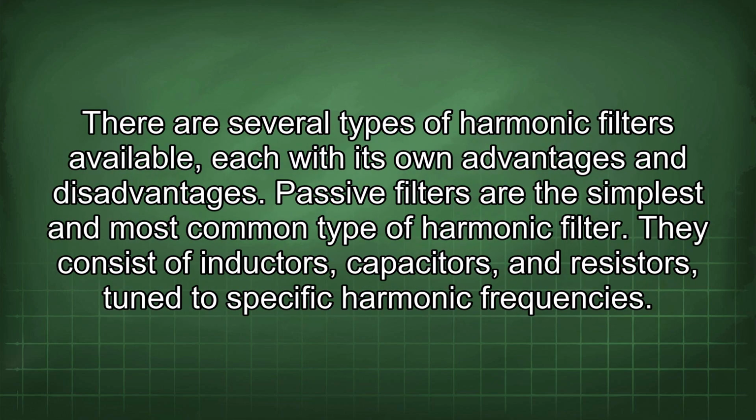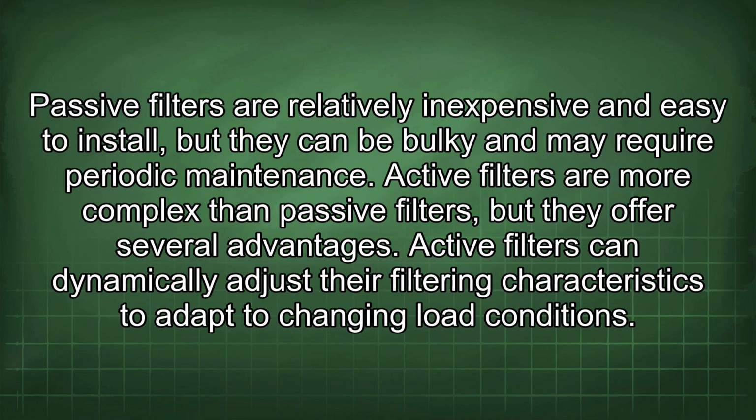There are several types of harmonic filters available, each with its own advantages and disadvantages. Passive filters are the simplest and most common type of harmonic filter. They consist of inductors, capacitors, and resistors tuned to specific harmonic frequencies. Passive filters are relatively inexpensive and easy to install, but they can be bulky and may require periodic maintenance.